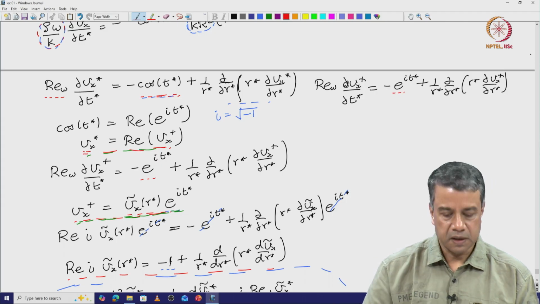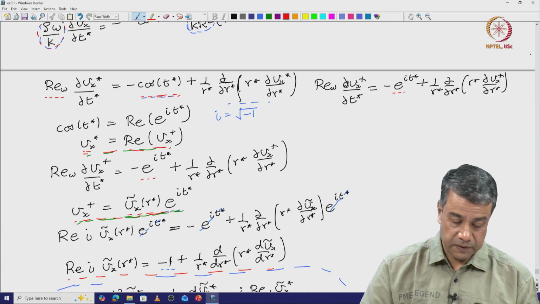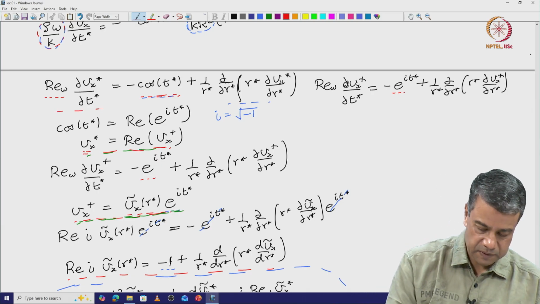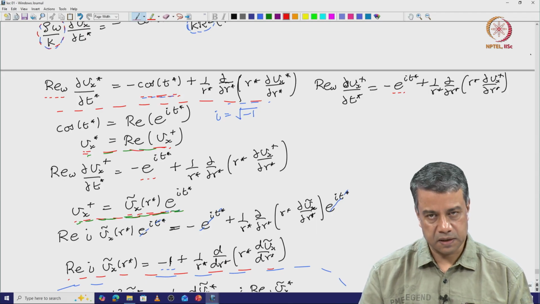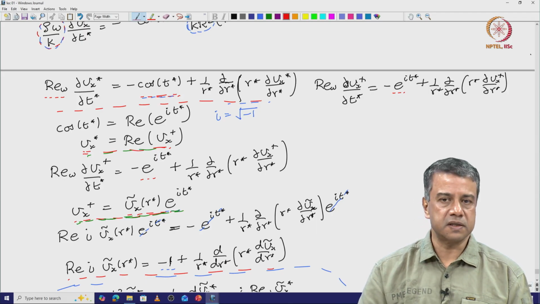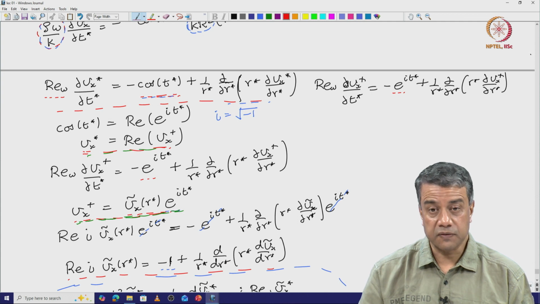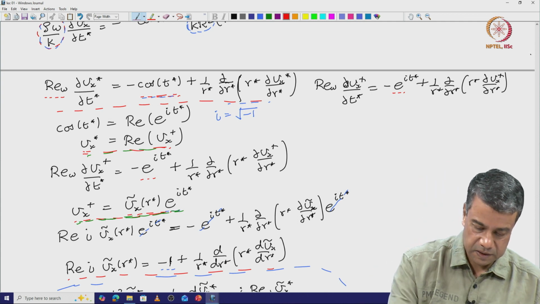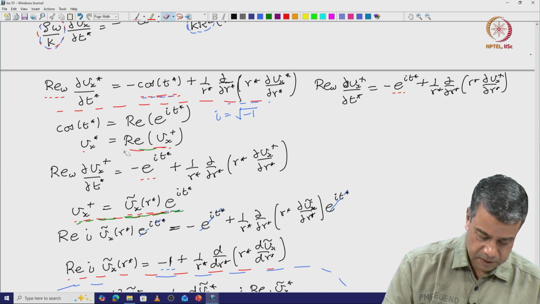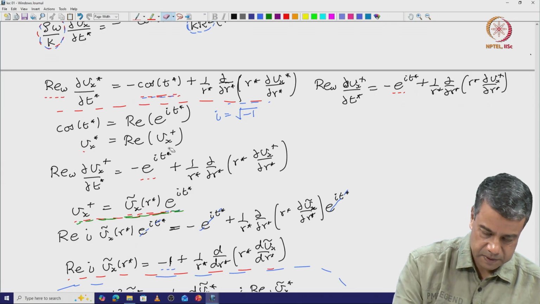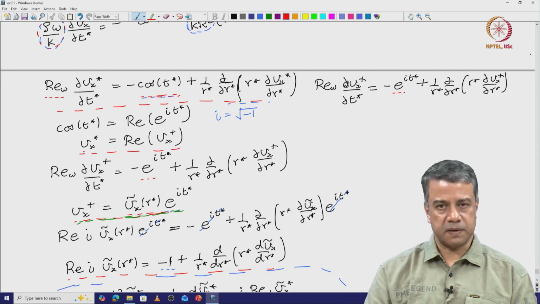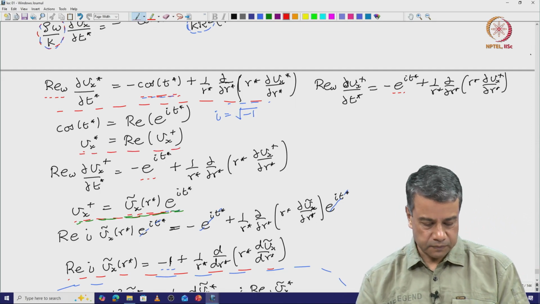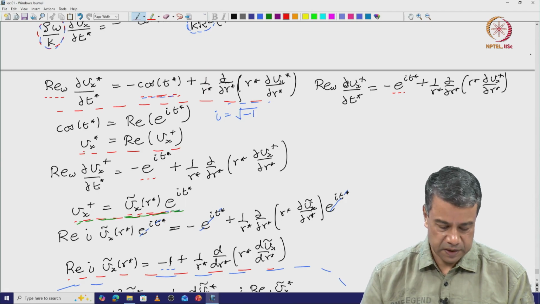The equation for our velocity field is the real part of this equation. Therefore, the solution for our velocity field is also the real part of the solution for Vx plus. So, that is the velocity.